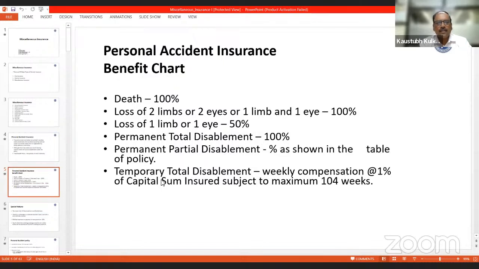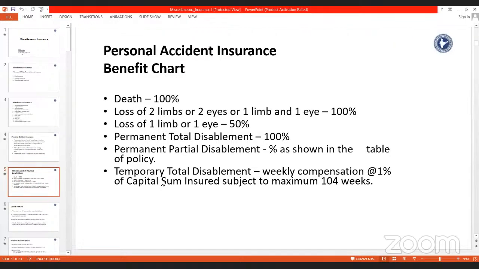The last one, the sixth coverage, is temporary total disablement. Now, what is temporary and total? So the difference is that the disablement is total for some period. The disablement is total, but it is for some period. So that total disablement for certain period is termed as temporary total disablement. What will be the example for this?